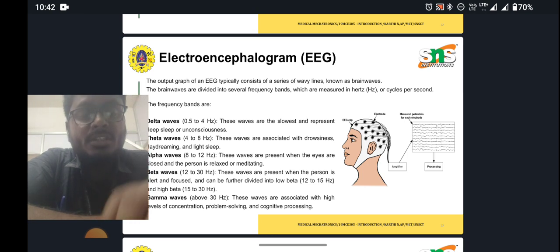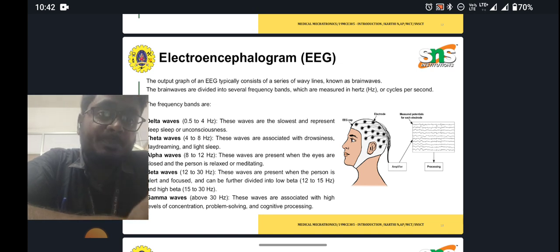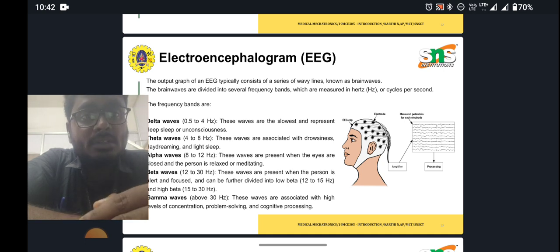Theta waves include the range from 4 Hz to 8 Hz. These waves are associated with drowsiness, daydreaming and light sleep. Alpha waves are in the range of 8 to 12 Hz. These waves are present when the eyes are closed and the person is relaxed or meditating.